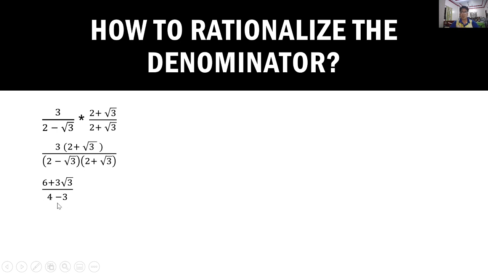Sir, saan nanggaling yung 4 minus 3? Eh, iba ito. Pakita po natin dito. Ito yung 2 minus the square root of 3 times 2 plus square root of 3. Tingnan natin. 2 times 2, 4. Ayan. 2 times negative square root of 3, that will give you negative 2 times square root of 3. Wala ka nang pakialam dito. Dito naman tayo.